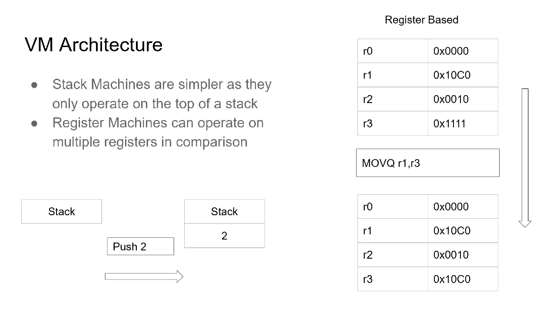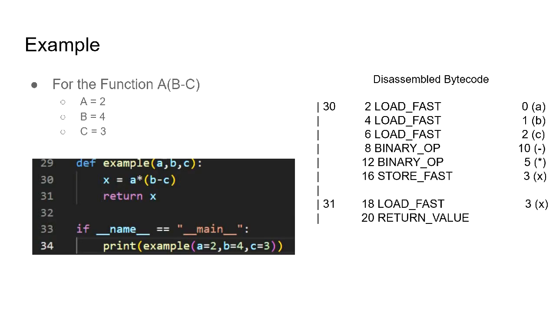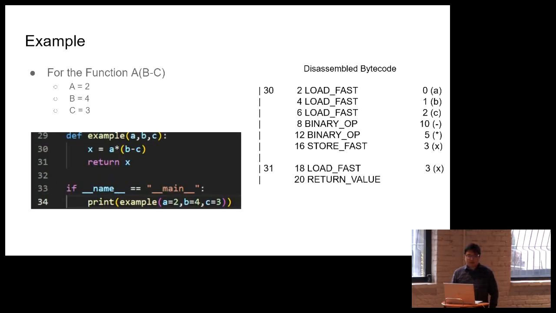This kind of stuff is very abstract, very hard to understand, so I think I'm going to start with a simple example for Python and how its CPython stack machine actually goes through the code and executes it. So we have a very simple function: a times parentheses b minus c. I give it the examples a equals 2, b equals 4, and c equals 3.